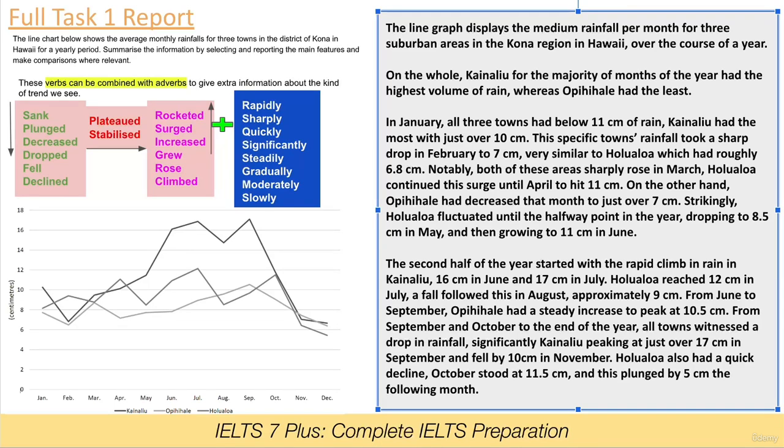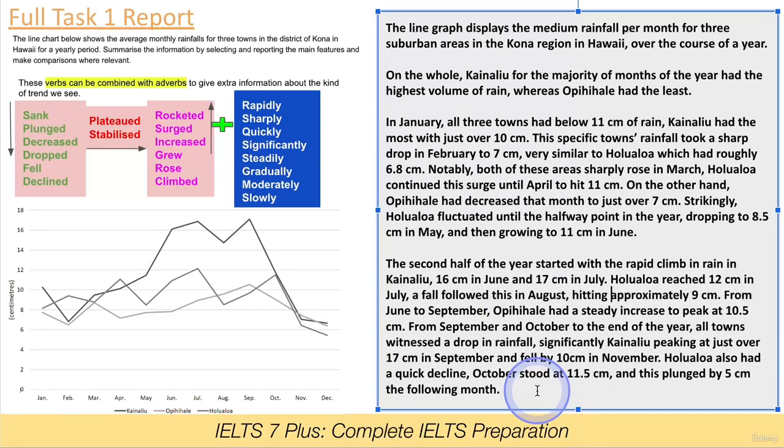Okay, let's read this one back. The second half of the year started with the rapid climb in rain in Kainaliu, 16 centimeters in June and 17 centimeters in July. Holualoa reached 12 centimeters in July. A fall followed this in August, approximately 9 centimeters. From June to September, Opihihale had a steady increase to peak at 10.5 centimeters. From September and October to the end of the year, all towns witnessed a drop in rainfall. Significantly, Kainaliu peaked at just over 17 centimeters in September and fell by 10 centimeters in November. Holualoa also had a quick decline. October stood at 11.5 centimeters, and this plunged by 5 centimeters the following month.